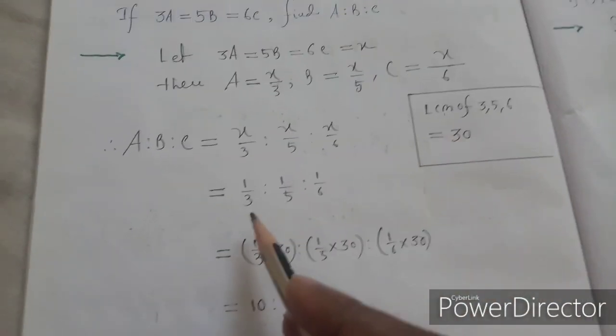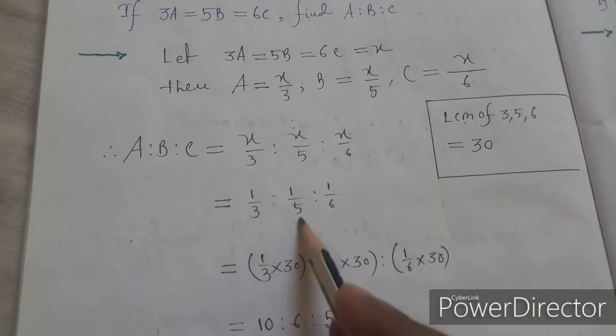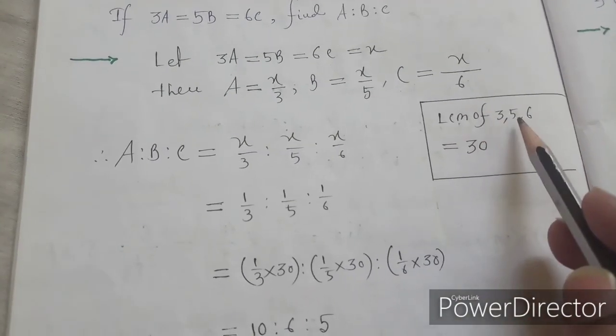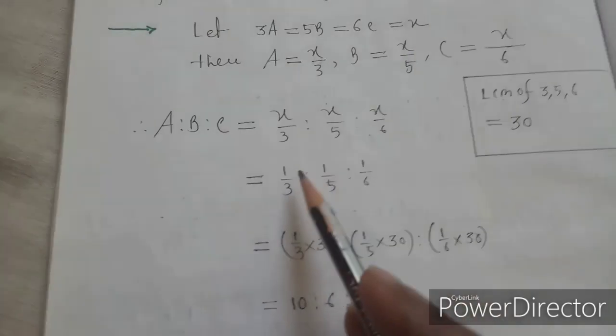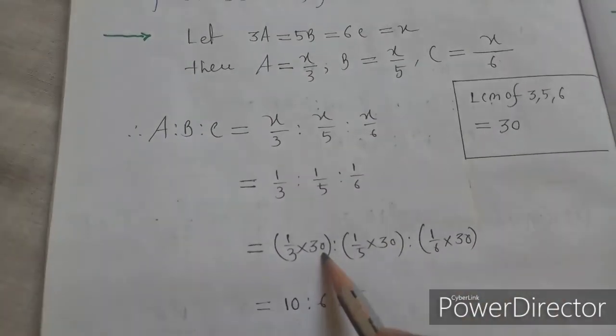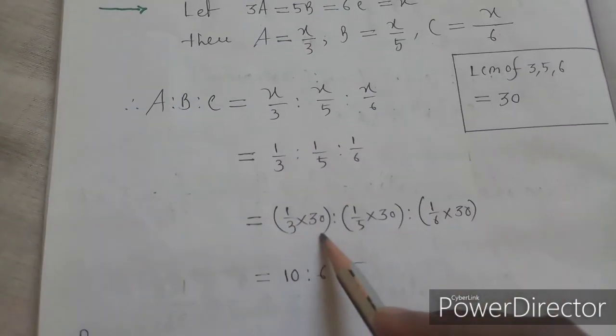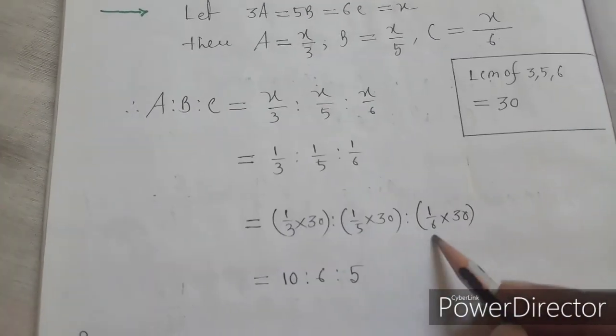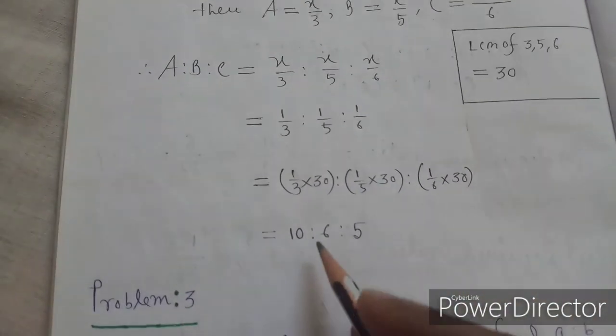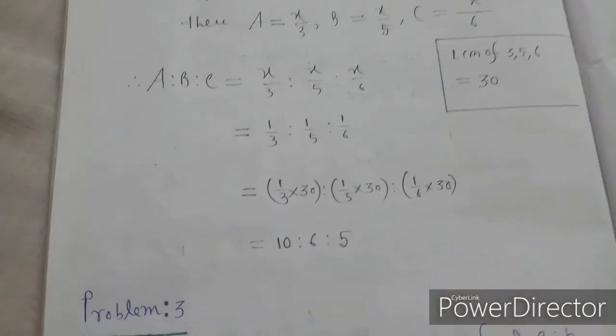Now, LCM of 3, 5 and 6 is what? LCM of 3, 5, 6 is 30. So multiply each one by 30. So 1 by 3 into 30 is to 1 by 5 into 30 is to 1 by 6 into 30. That is equal to 10 is to 6 is to 5.